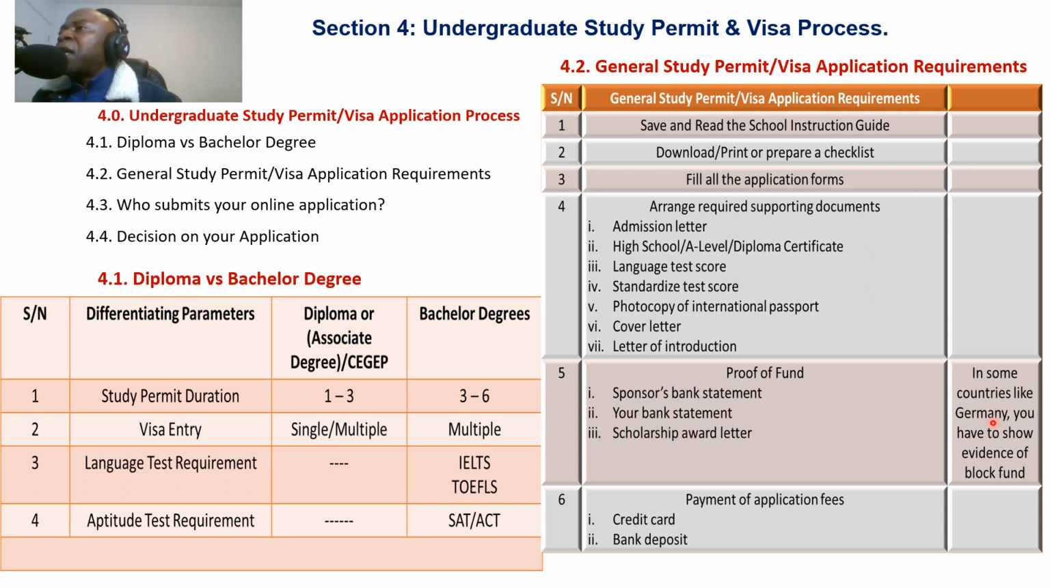In some countries like Germany, you have to open an account with a German bank, and you move funds based on the amount of money that the government has already determined that you'll be spending for 1 year. You move that money, then the bank will give you evidence of that blocked fund. They call it a blocked fund. That's what you need. Then you need to pay for the visa application or study permit application. In that case, you may use a credit card or bank deposit, because the embassy is in your country.